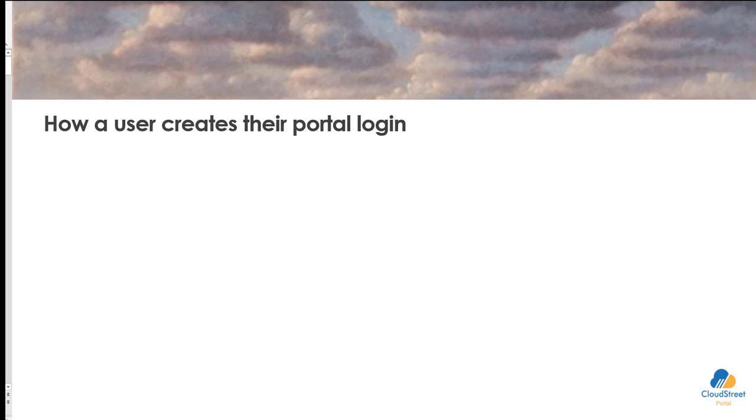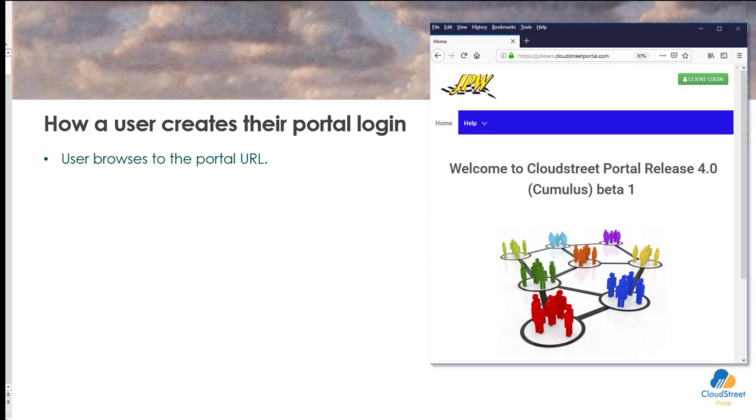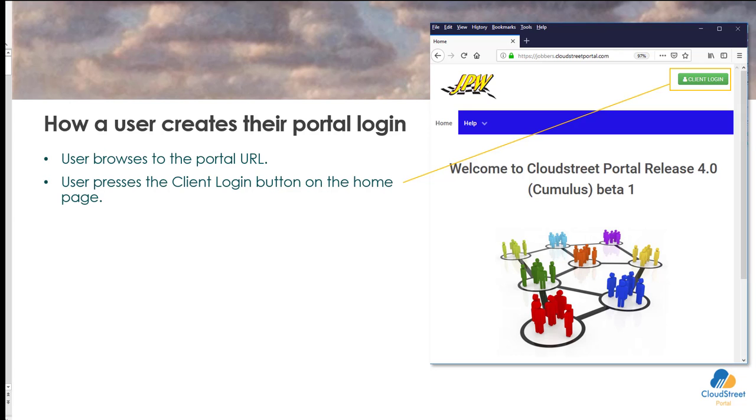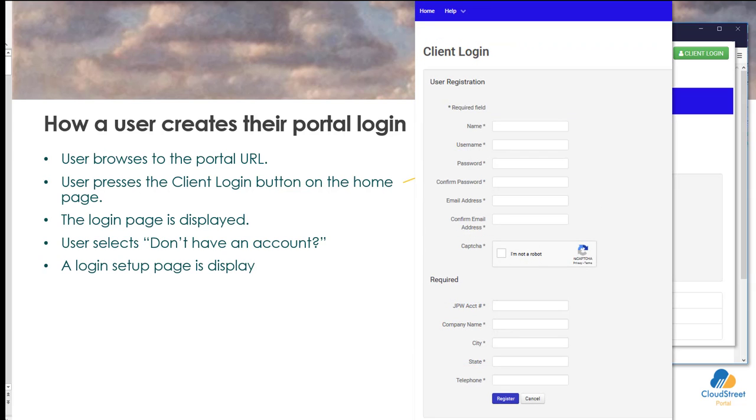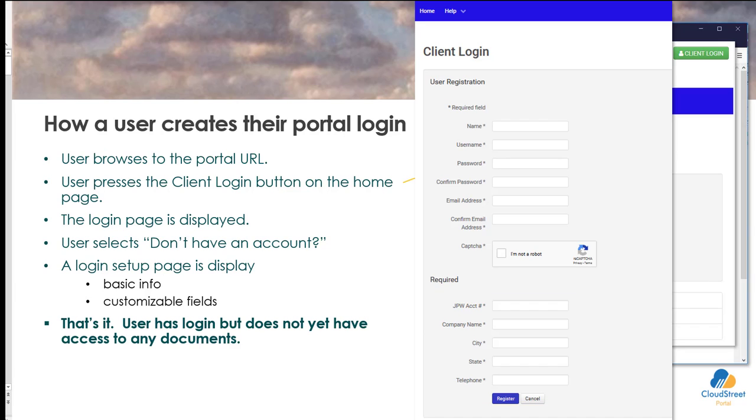So first we'll cover how a user creates their portal login. They simply browse to the portal URL. They press the client login button on the home page. The login page is displayed, and the user selects "Don't have an account." Then a login setup page is displayed, and this page will prompt them for basic information, and you have the ability to also specify additional fields that you'd like to collect as part of the account creation process. That's it. The user has a login, but remember, they don't yet have access to any documents.